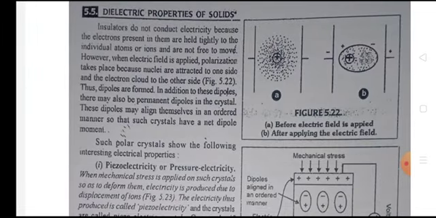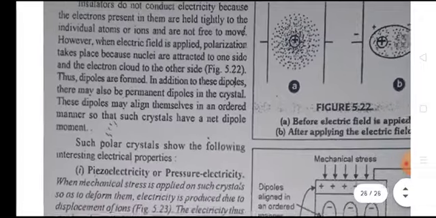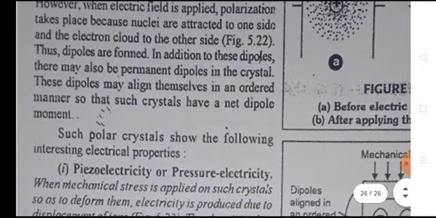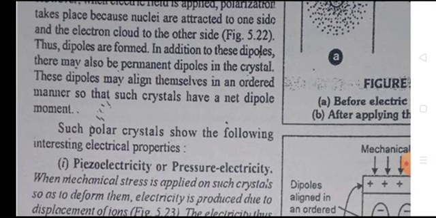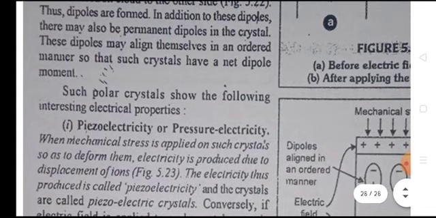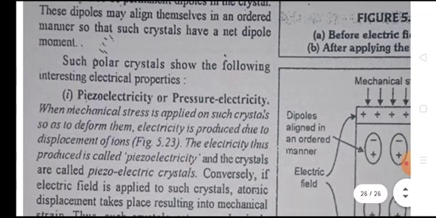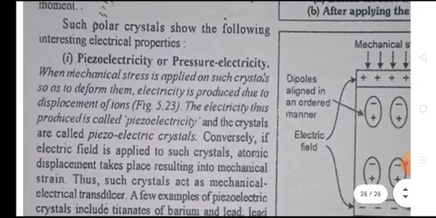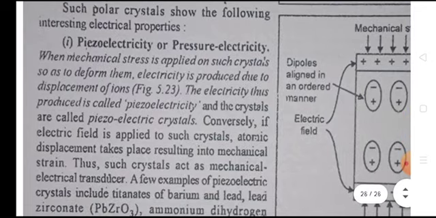Dielectric properties of solids. Insulators do not conduct electricity because the electrons present in them are held tightly to the individual atoms or ions and are not free to move. However, when an electric field is applied, polarization takes place because nuclei are attracted to one side and the electron cloud to the other side. Thus, dipoles are formed. In addition to these dipoles, there may also be permanent dipoles in the crystal. These dipoles may align themselves in an ordered manner, so such crystals have a net dipole moment. Such polar crystals show the following interesting electrical properties.